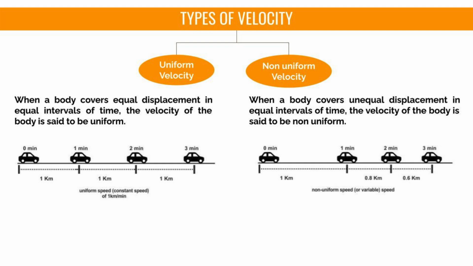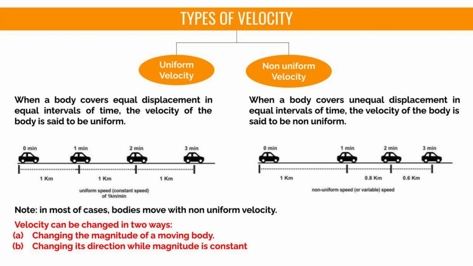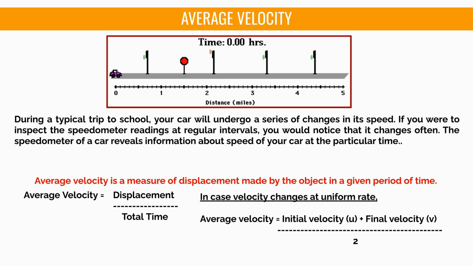And remember, in real life, most objects move with non-uniform velocity because either their speed changes, or their direction changes, or both change. Point to remember, velocity can change in two ways: by changing magnitude, speed increases or decreases, or by changing direction, even if speed remains same.